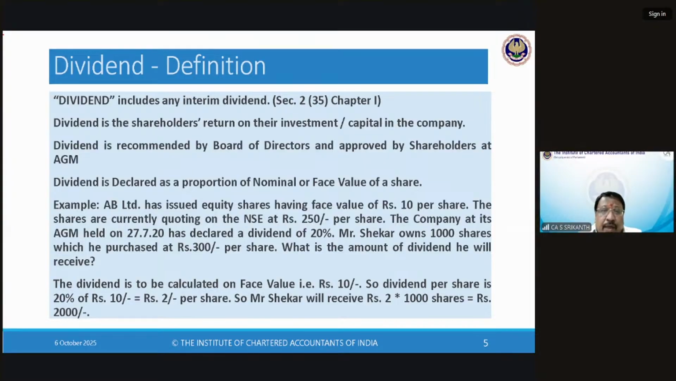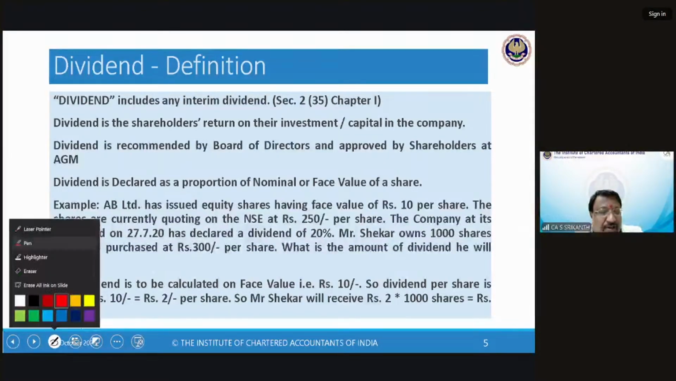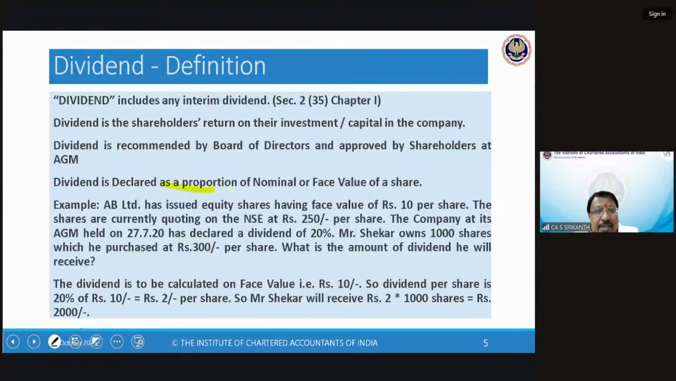One more thing, very important. Please don't ever forget it. Dividend is declared as a proportion of nominal or face value. Nominal or face value is in the memorandum; they will mention 1 lakh shares of rupees 10 each. That 10 rupees is the nominal value or face value. So dividend is always declared as a proportion of nominal or face value. Though for calculating my return on investment, I took my cost, which could be anything. When I purchased Maruti in 2009, 1,200 was my cost. But Maruti's share nominal value is 10 rupees.